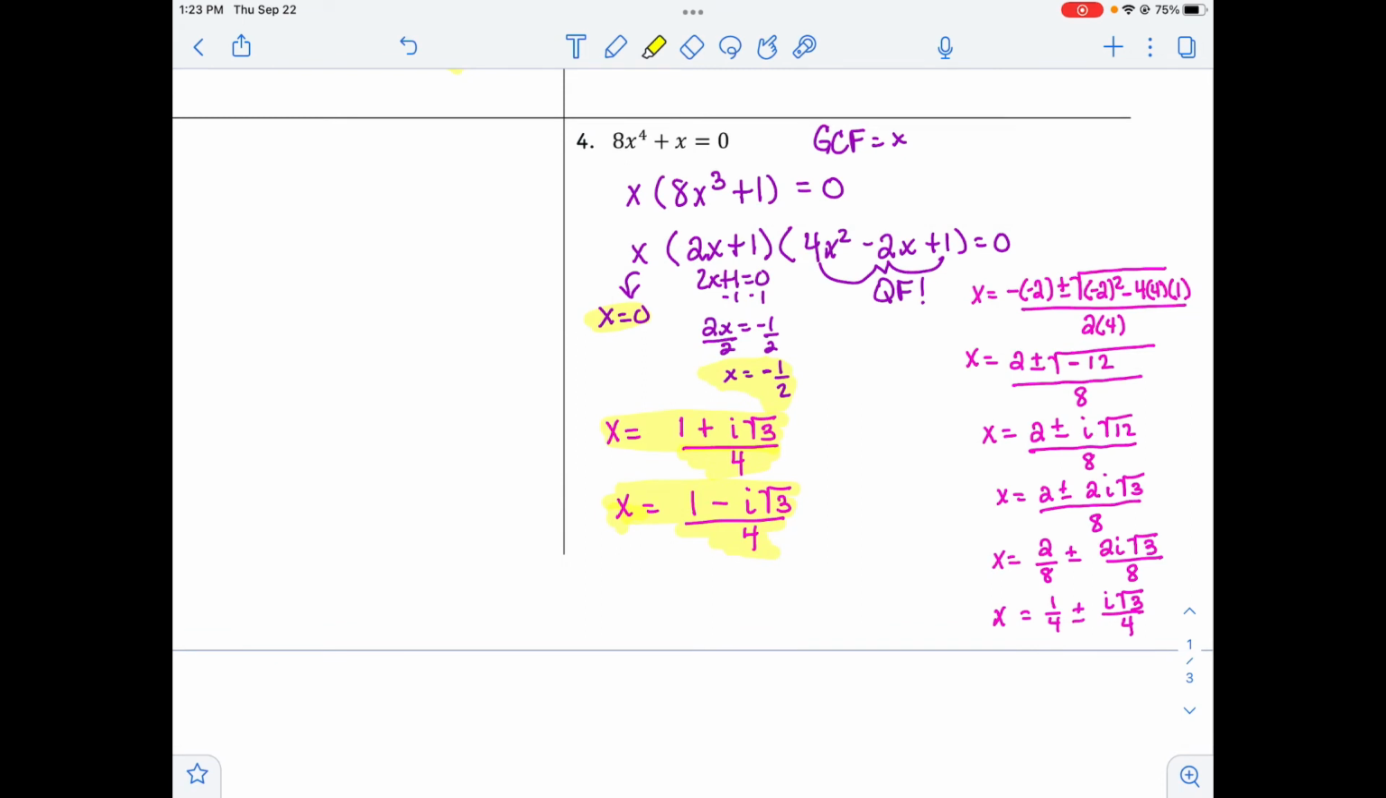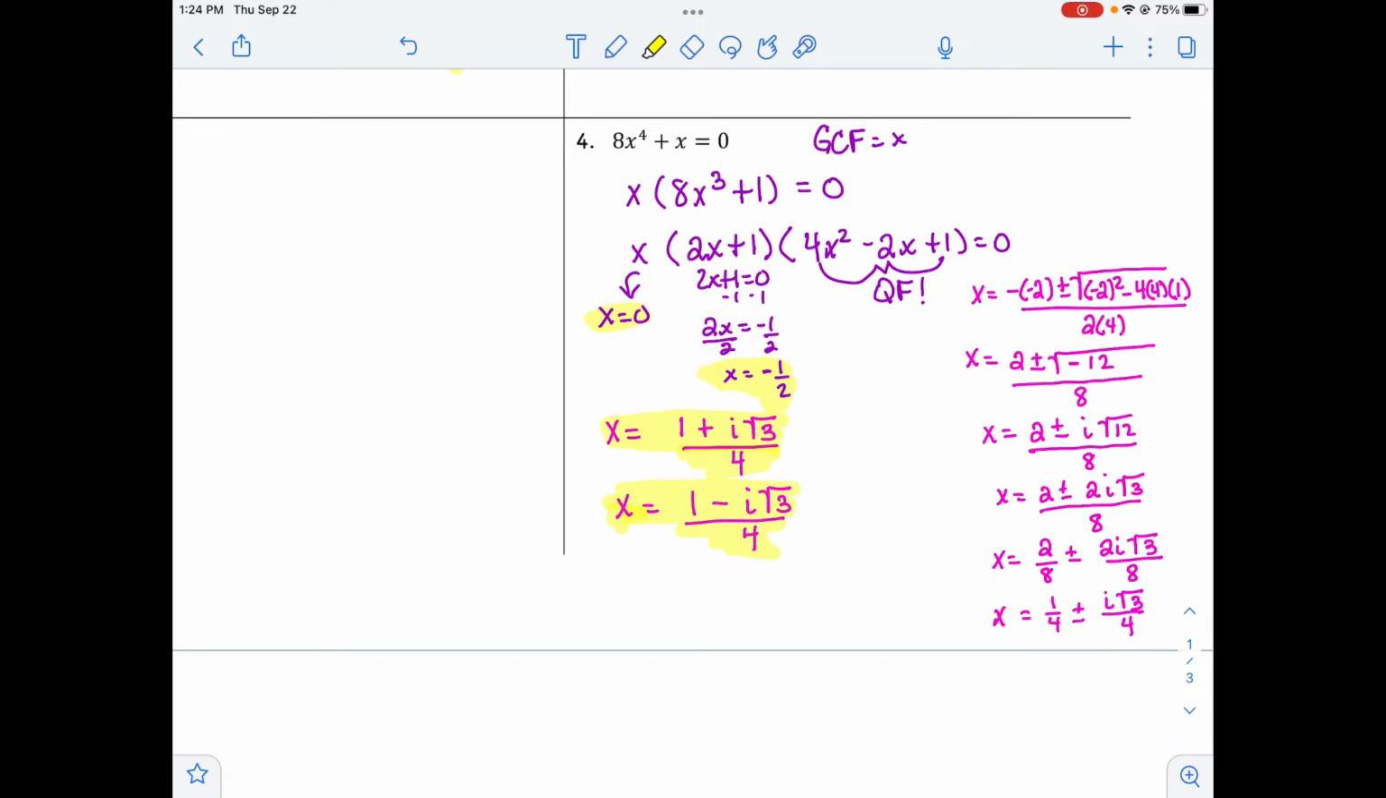So with number 8, you should have seen that you have a GCF of x. So we factored out the x, and we're left with 8x cubed plus 1. We can then use our formula for, this is a sum of perfect cubes. Broke it down into the cube root of 8x cubed and got 2x. The cube root of 1 is 1. And then we used our formula.